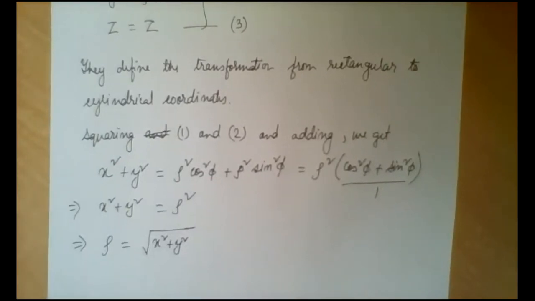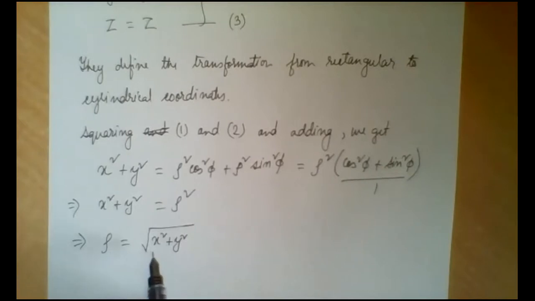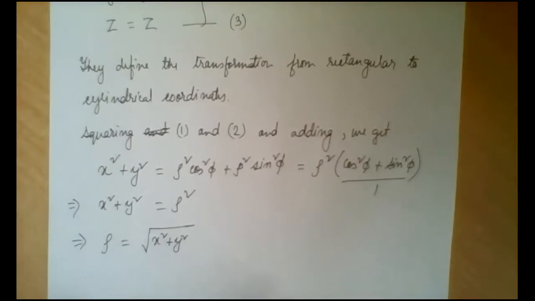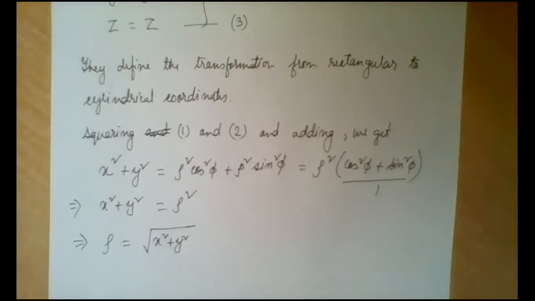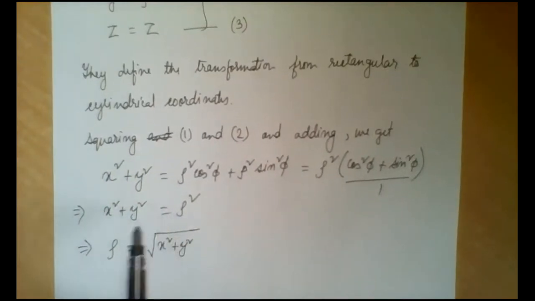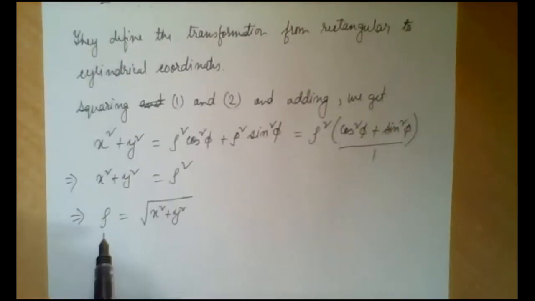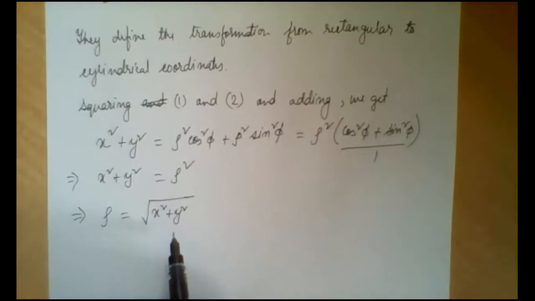So rho is root over x square plus y square, and this is the positive square root. Rho is nothing but the distance of the point from the z-axis, and distance, as you know, is always a positive quantity. Therefore, when we take the square root, we take the positive square root. So this is how we express rho in terms of x and y.